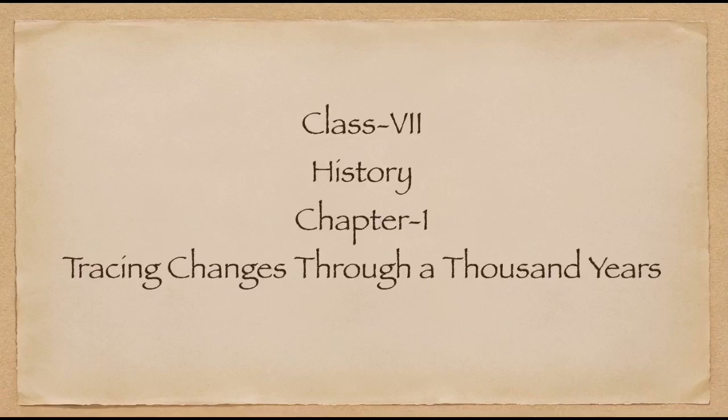So let's start. Now, this chapter is very important in the sense that it contains the crux of the whole textbook. In class 7th, we will study the events that occurred between 700 CE and 1750 CE. CE means Common Era, similar to AD.